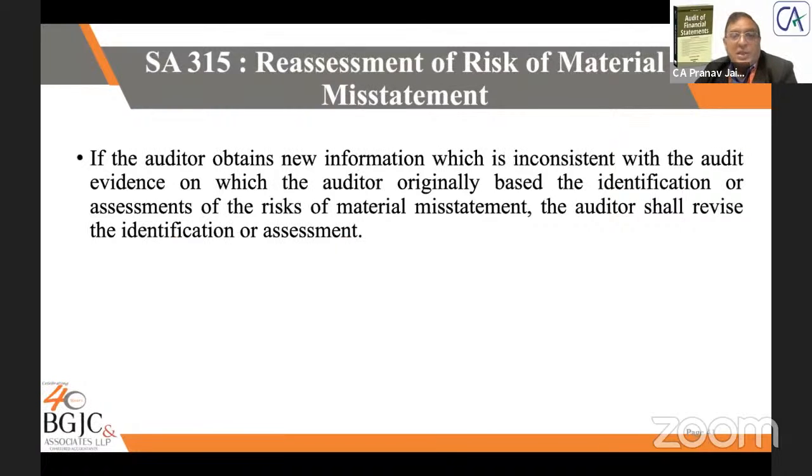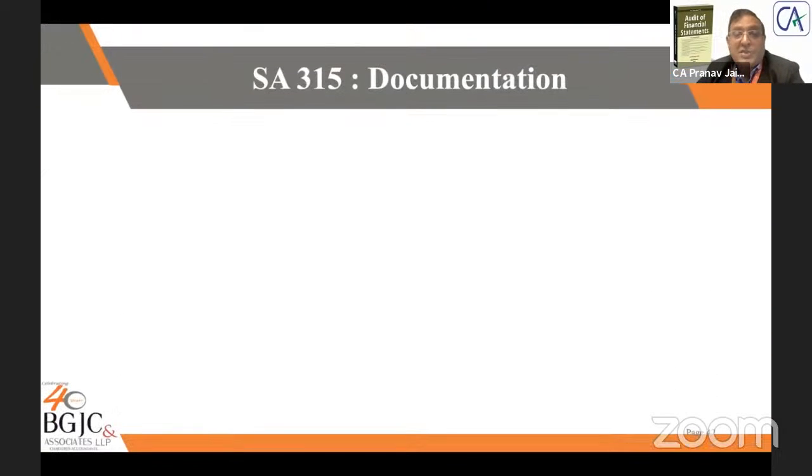The standard requires that if the auditor obtains new information which is inconsistent with the audit evidence on which the auditor originally based the identification or assessment of risks of material misstatement, the auditor shall revise the identification or assessment. So risk assessment is a continuous process. It is a pervasive activity throughout the audit. At every stage, you need to reassess whether there are new risks, depending on the circumstances, the new facts that come to your knowledge, or the audit evidence that you obtain. It's a pervasive activity.